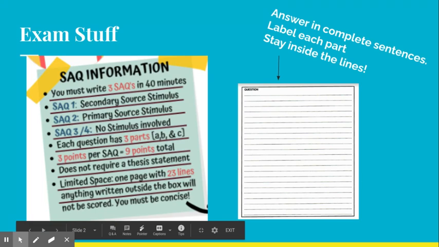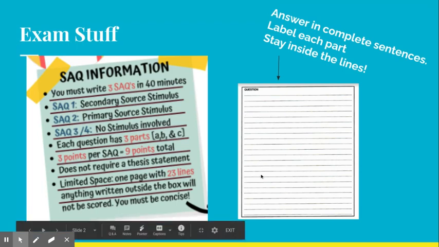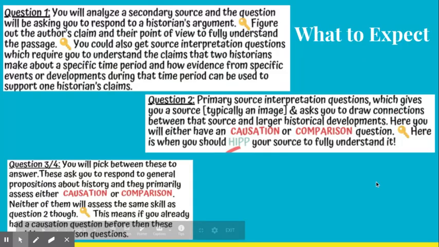SAQs are going to be different than writing an essay because they don't need a thesis statement. It's literally just answer the question is what they want, okay? You only have 23 lines. You have to be pretty concise. You have to fit it within this box. So let's dive in and look at kind of what that looks like.